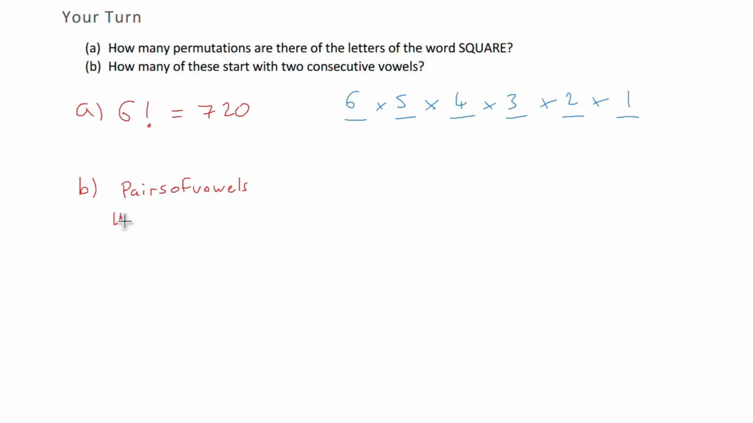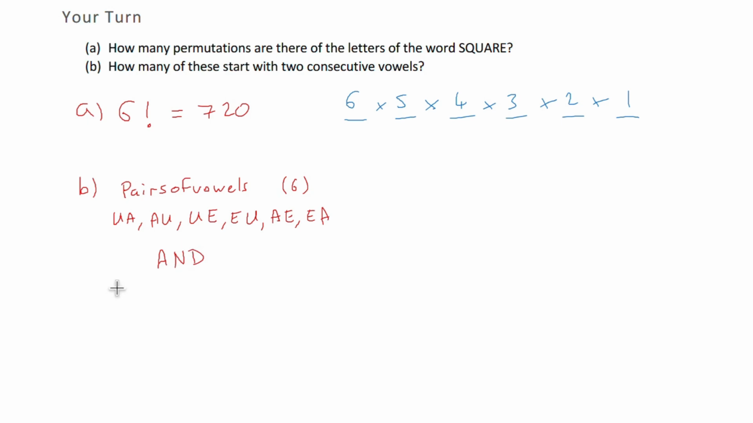Let's have a think. I could have had U and A, or I could have had those the other way around, A and U. Or I could have had U and E, or again the other way around, E and U. Or I could have had A and E, or the other way around, which is E and A. So there are 6 possible ways of me choosing the 2 vowels that are going to start this particular word.